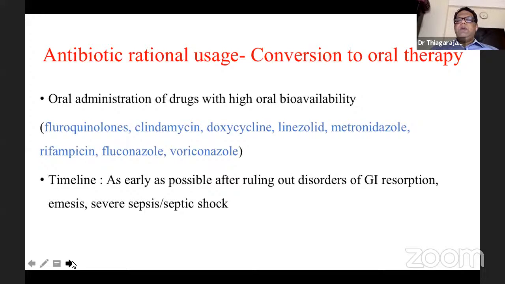Whenever we are using IV antibiotics, we have to see whether the oral bioavailability is good. After ruling out severe sepsis, shock, or disorders of GI resorption, as soon as possible we can start oral drugs, especially medicines like linezolid, metronidazole, fluoroquinolones, or fluconazole.